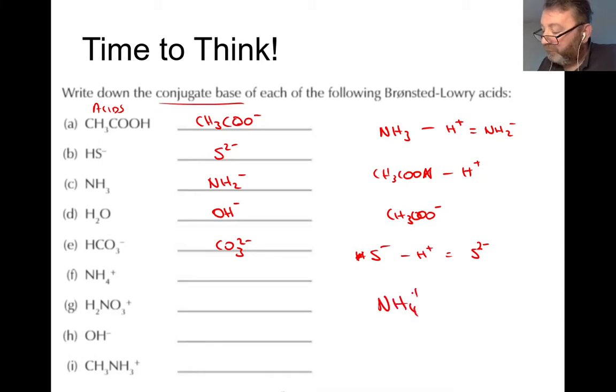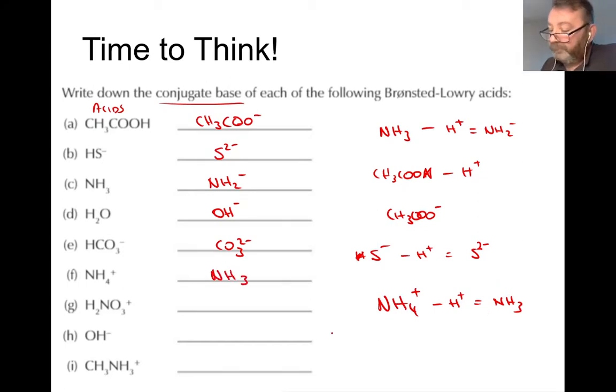NH4+, when it loses a proton or donates a proton, will become NH3, but the plus charge that was on the original molecule has also gone. So it leaves you with neutral ammonia, NH3, and that's what you've got to be careful with.